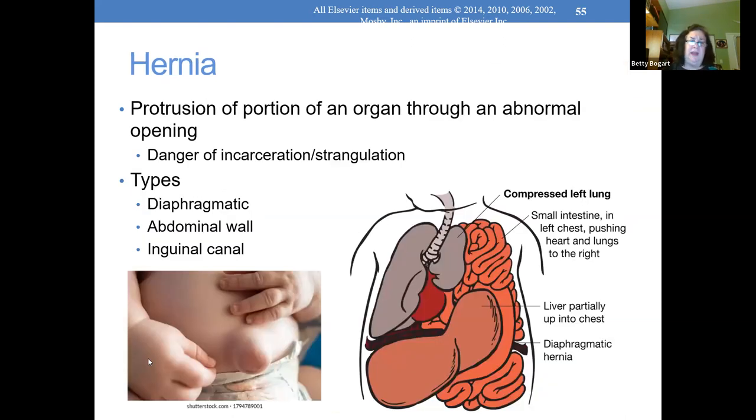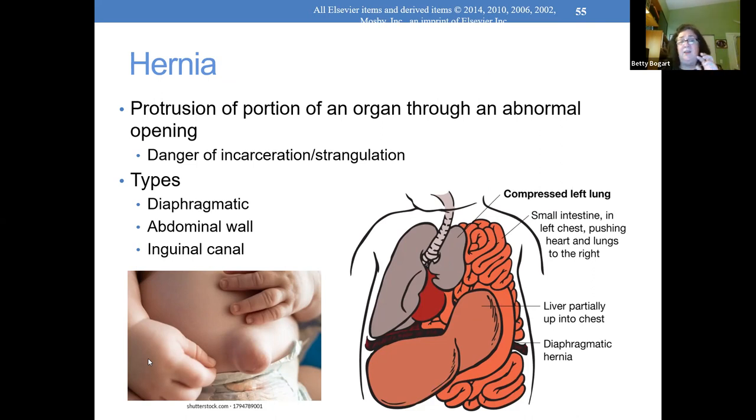Then we have hernias. I think the ones I like the most are the umbilical hernias. I like to push them in and out. When they're nice and soft, and you push in and out, they're good. They're healthy. They're not causing a problem. If you push on one and it's painful, this is an emergency. This child needs to go to the emergency room and will need surgery.